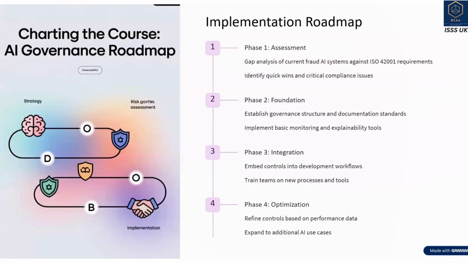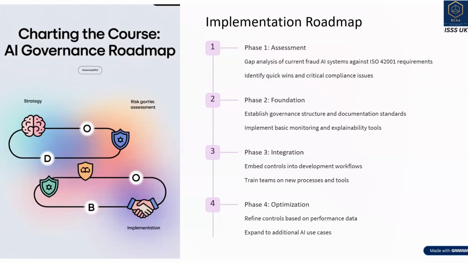This is the implementation roadmap. Phase one, assessment: identify where we stand today, the vision where we want to take our product and company, right? And then identify the gaps and work on those gaps, right? Phase two is foundation: establish governance structure and document standards, right? So that this can be controlled, monitored. Then integrate: embed controls in development workflows, okay, and train teams on new processes and tools.